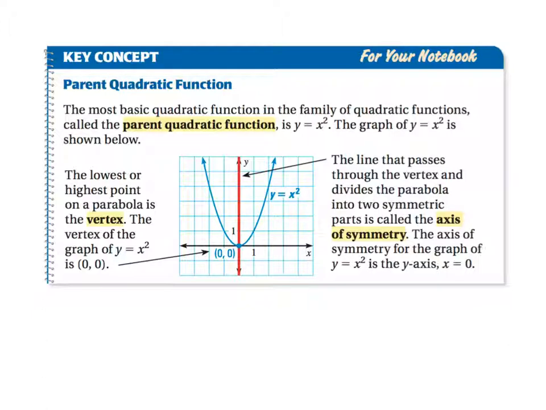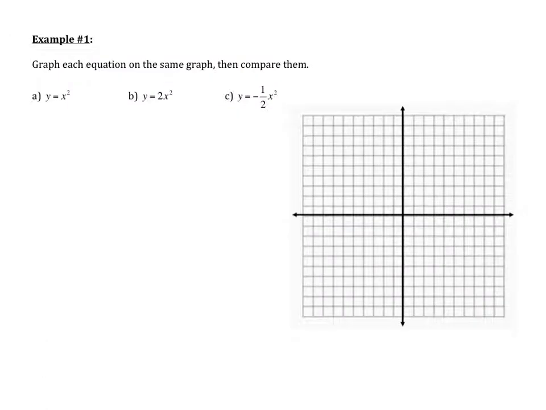Let's see some examples. So here's example number 1. It says graph each equation on the same graph, then compare them. So we're going to graph y equals x squared, our parent function, y equals 2x squared, so we're going to take our parent function and multiply everything by 2, and then y equals negative 1/2 x squared. So we will be taking half of our parent function and making it negative, and then comparing how these two graphs are related to our parent function y equals x squared. And we'll just do these using t-charts.